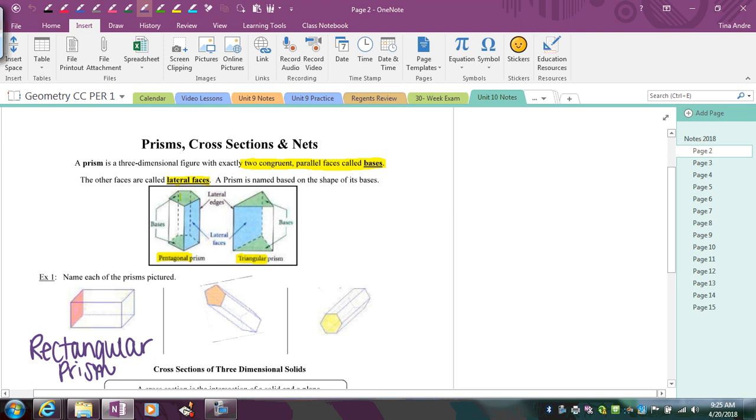And then we look at these other ones here. Again, here's my base. My two unique bases or faces are the bases. These are congruent and parallel. So this is a pentagon, so this would be a pentagonal prism.